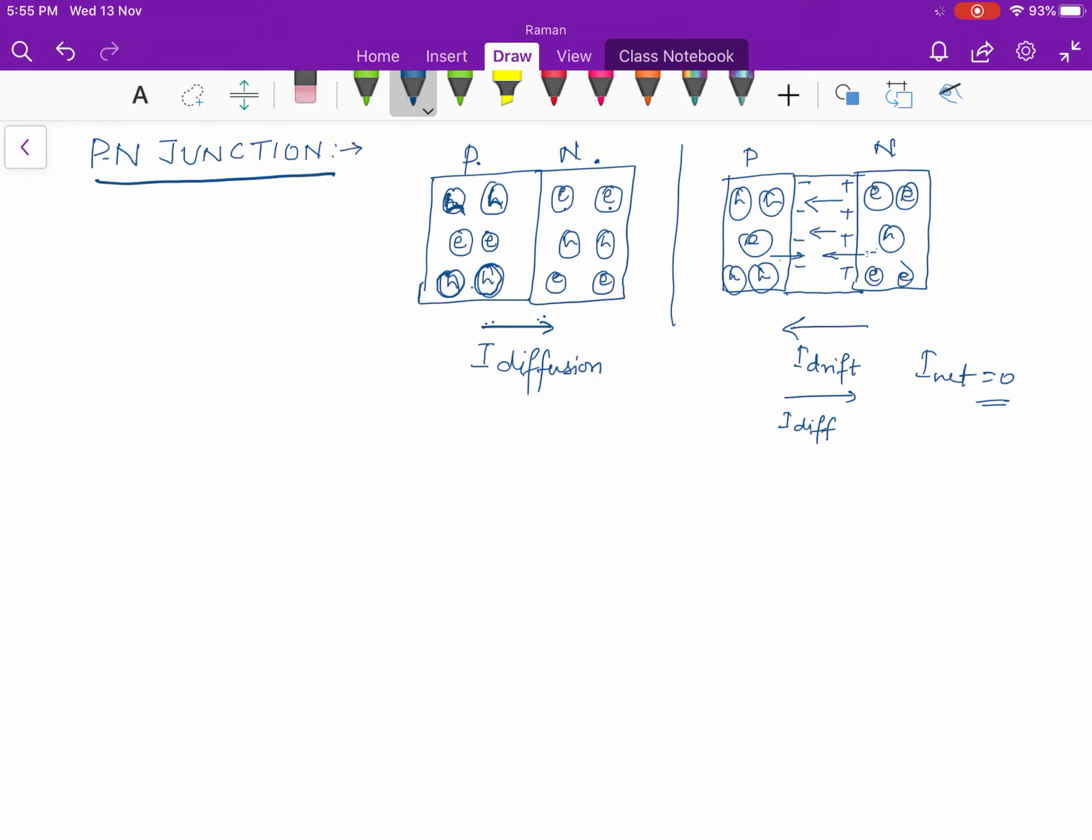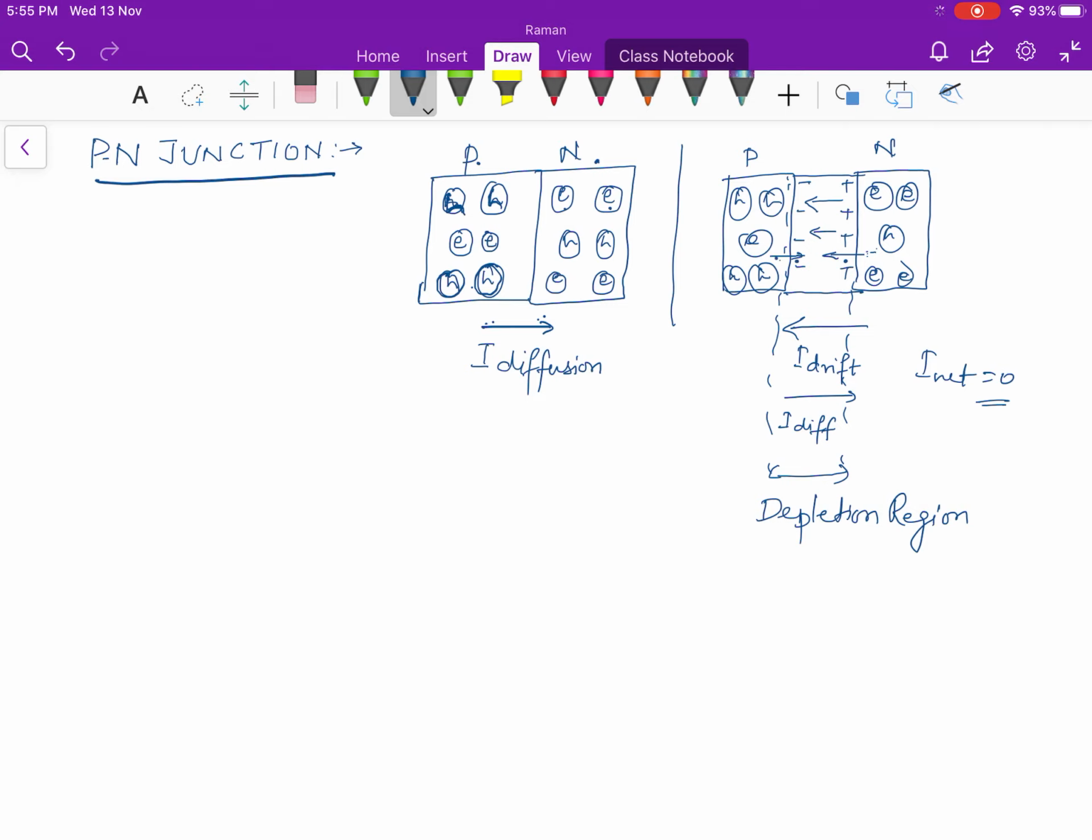Now what you see, this region in which there is the potential difference is called the depletion region. In this depletion region, there is an electric field from N side to P side.